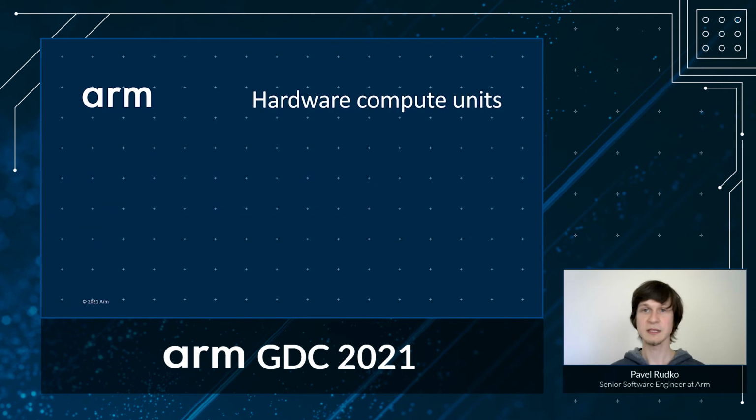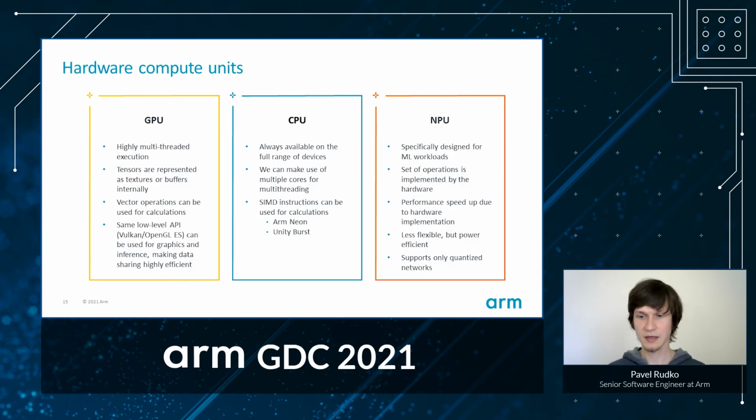Let's have a look now at different compute units that can be used for neural network inference. GPU is really great for inference because it allows us to perform computations in parallel. Tensors in GPUs can be represented as textures or buffers, and single GPU core can launch hundreds of threads at the same time. And this scales very well. The more cores we have, the more threads we can launch.